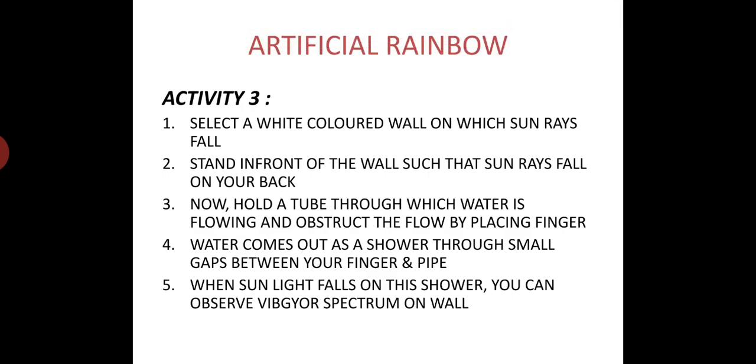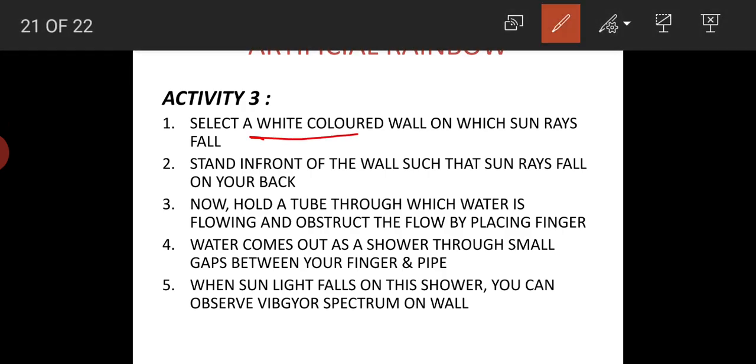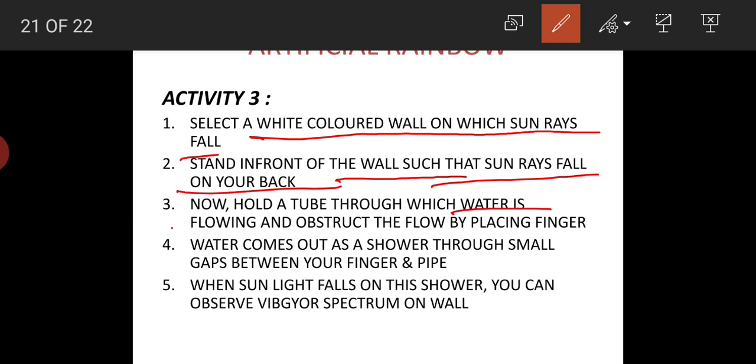Next, artificial rainbow. This activity is famously called as artificial rainbow activity. In this activity, select a white colored wall on which sun rays fall. Stand in front of the wall such that sun rays fall on your back. Now hold a water tube through which water is flowing and obstruct the flow by placing your finger. Water comes out as a shower through small gaps between your finger and pipe.